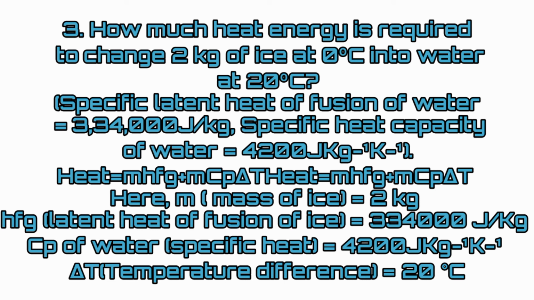Here heat is equal to m Hfg plus m into Cp delta T. Here m is the mass of ice, given 2 kilogram. Hfg, that is latent heat of fusion of ice, is equal to, here we have given 334,000 joule per kilogram, and Cp of water, specific heat of water, is 4,200. Here change in temperature, that is delta T, is equal to 20 degrees C.